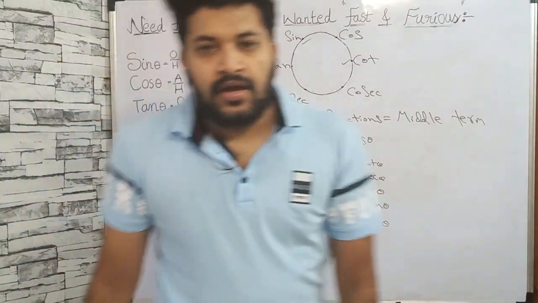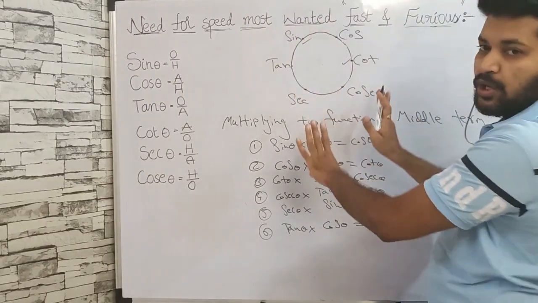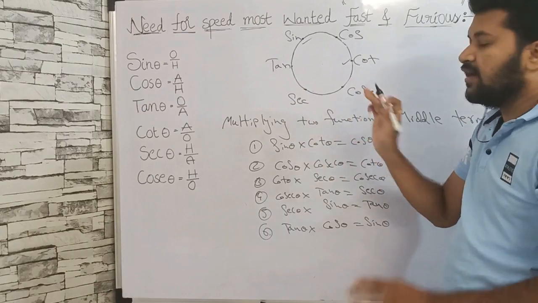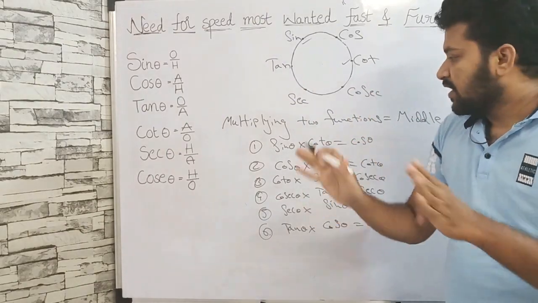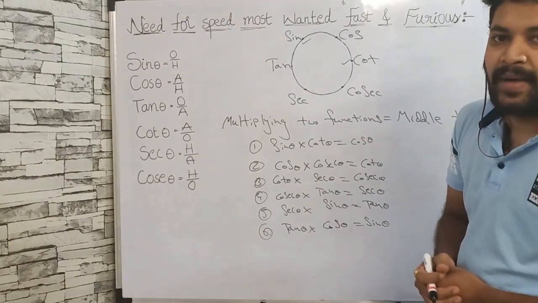Here, the only concept is that you should remember this clock and its positions: 11 o'clock, 1 o'clock, 3 o'clock, 9 o'clock, 7 o'clock, and 5 o'clock. If you remember the positions, whatever concepts I am saying will be easily in your mind.